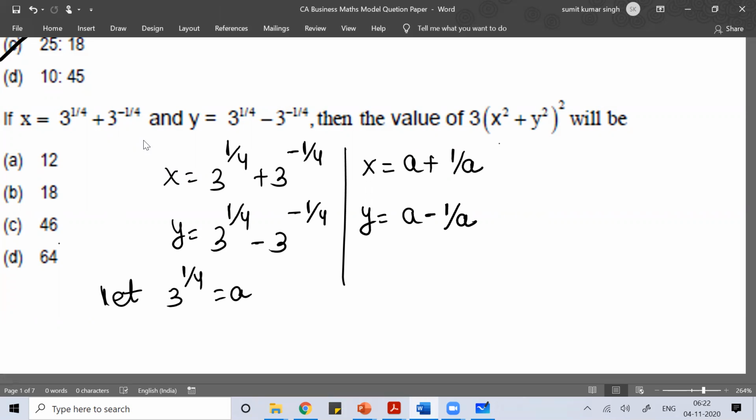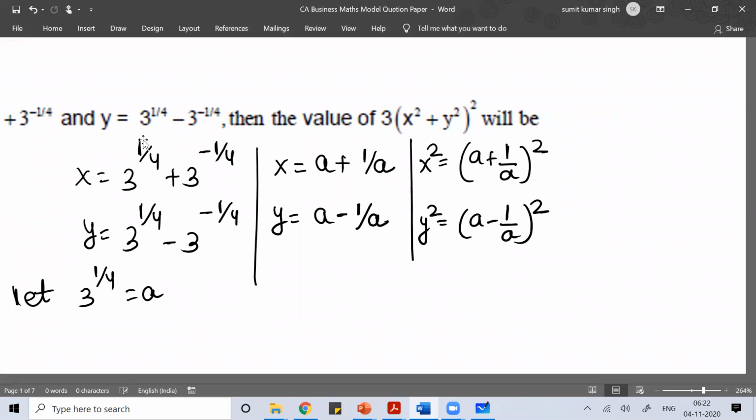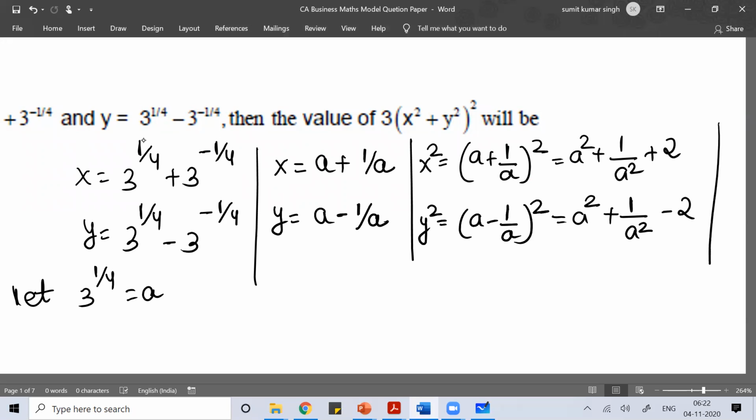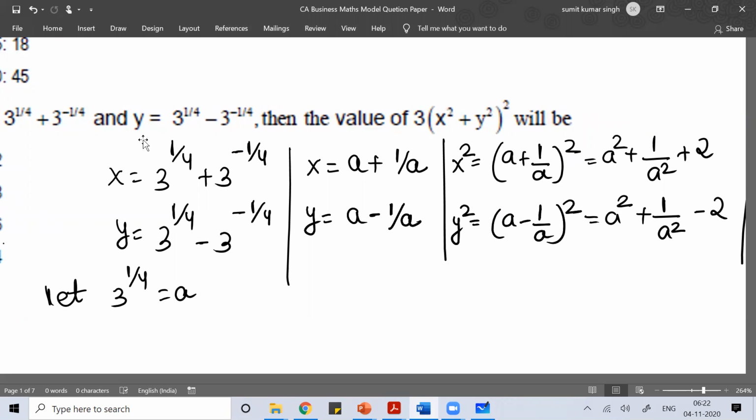Fine. So if I ask you what is x square, the x square would be a plus 1 by a whole square. y square is a minus 1 by a whole square. So I can write this as a square plus 1 by a square plus 2. The a and 1 by a get cancelled. And a square plus 1 by a square minus 2. So you got x square plus y square.